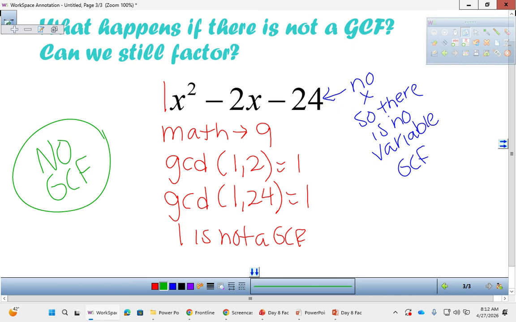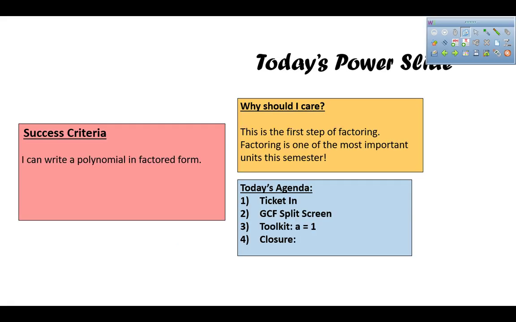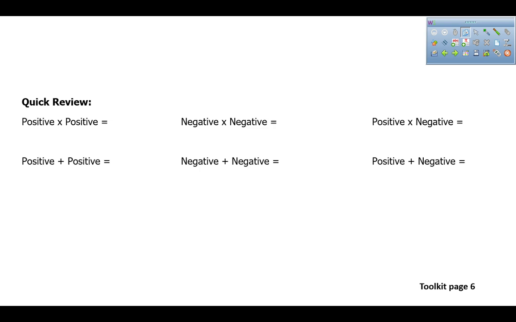If that doesn't work, the second method you try, we're going to call it the A equals 1 method. And there's a reason for that, okay? So today we're going to factor using the A equals 1 method. When GCF doesn't work, your next best case scenario would be the A equals 1 method, right? So when do we use it and how do we use it? We're going to do that in our toolkits. So go to toolkit page 6.